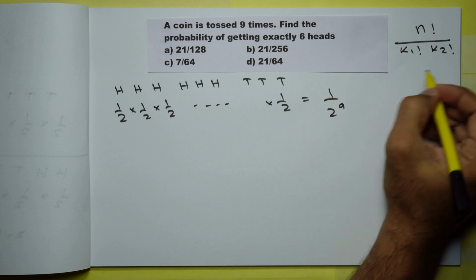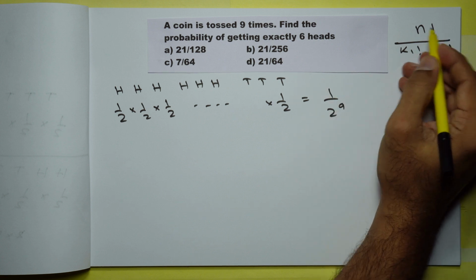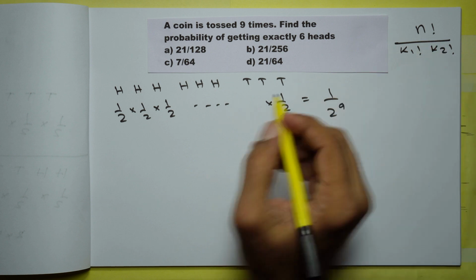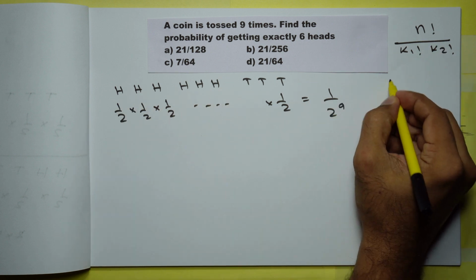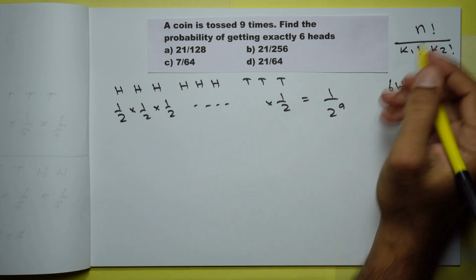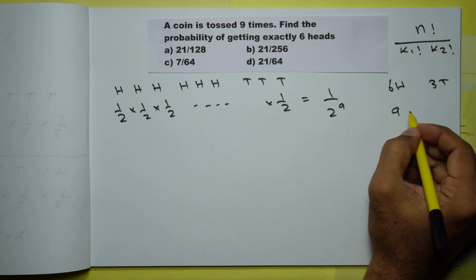All the n are taken out and arranged in order. How many arrangements are there? Directly substitute into this formula. Here 6 heads are there, so 6 heads and 3 tails. So n is equal to 6 plus 3, 9.